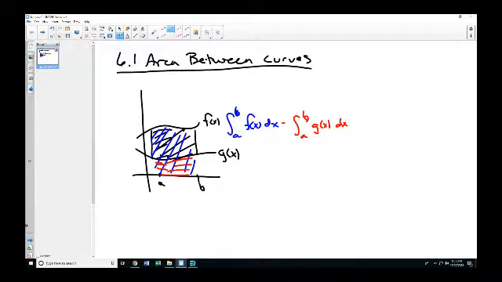What if g of x is negative? So what if I throw a little function in here and ask for the area between those two curves?